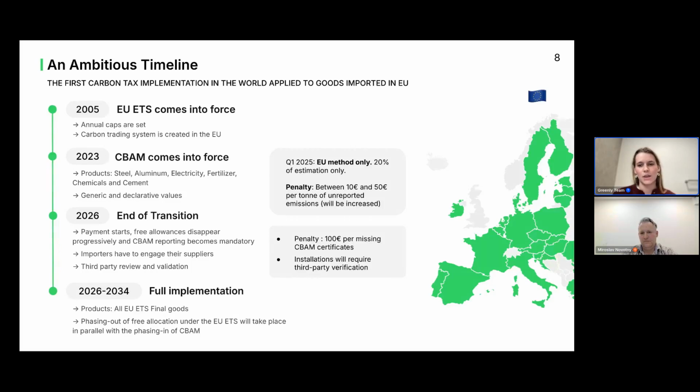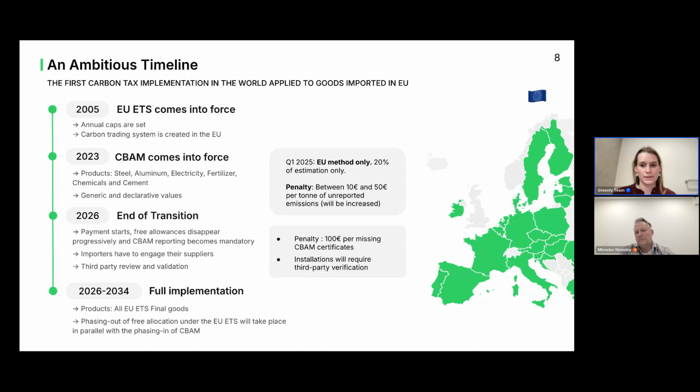In 2026, the transition period ends. So it's where penalties are starting. Penalties already started, actually, in reality. But now penalties will start really in 2026, with penalties up to €100 per missing CBAM certificate. So certificates are kind of a right to pollute that a company needs to buy for its imported emissions. And random audits will be enforced as well with compliance.